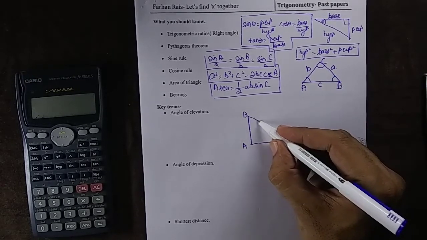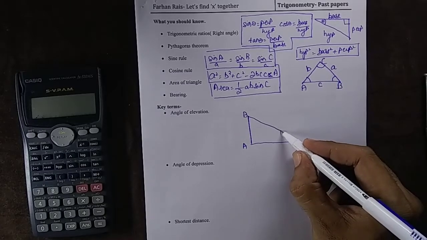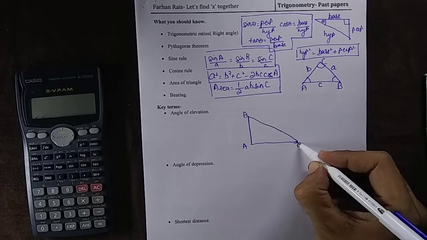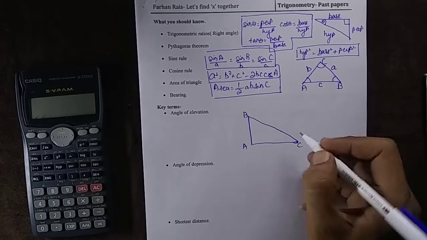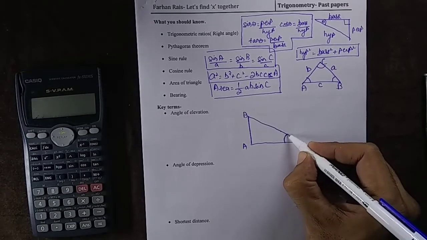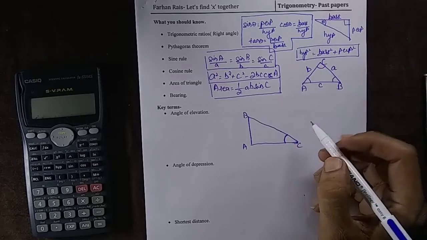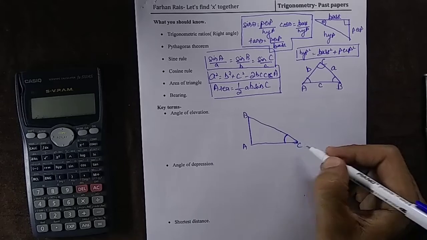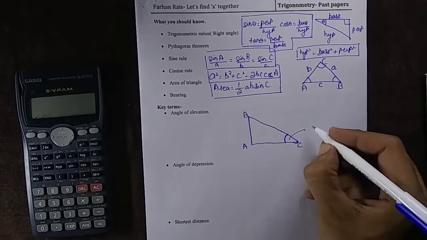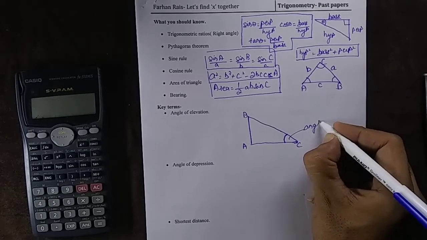So whenever you are asked to find the angle of elevation of B from C, in that case it would be this angle made at the bottom. So, angle of elevation of B from C. C has to be on the level ground. So this would be the angle of elevation.